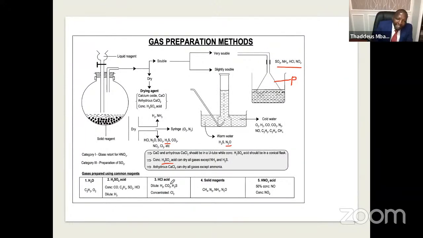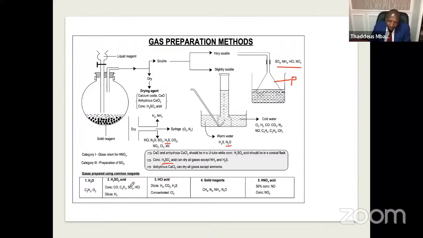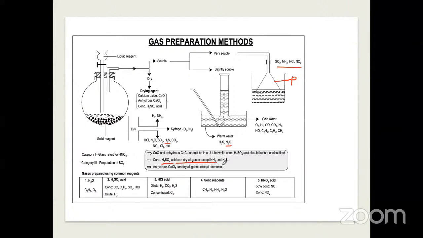Now, remember, conc sulfuric acid can dry all gases except ammonia, hydrogen sulfide, and alkenes. Add that there, it is not captured there. Conc sulfuric acid can dry all gases except ammonia, hydrogen sulfide, and alkenes. Are you seeing my screen? Conc sulfuric acid can dry all gases except ammonia, hydrogen sulfide and alkenes.